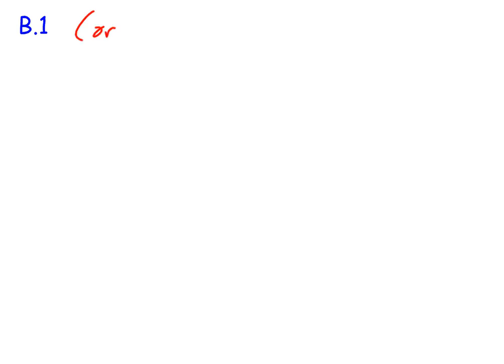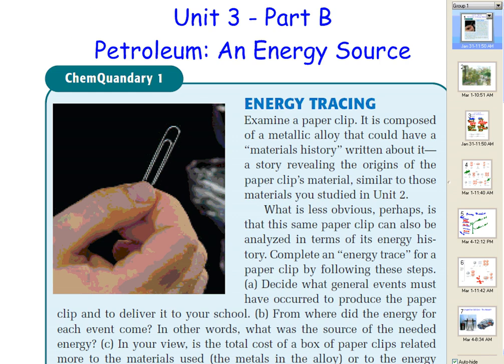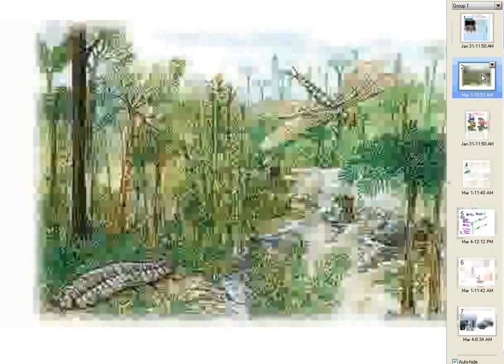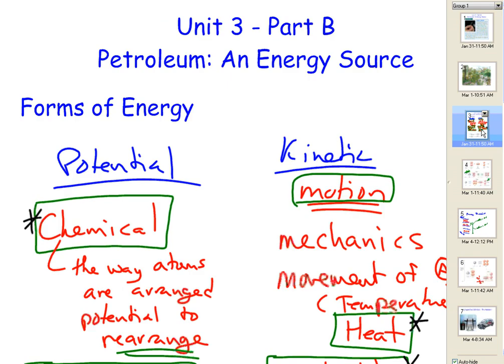And B.1, right, our buried sunshine idea. All the energy from petroleum originally came from organisms that had died a long time ago, and they got their energy from the sun through what process? Photosynthesis. Good. And then this got us into all the different types of potential and kinetic energy, which I think Dan covered a little bit, so we'll come back to some of these.